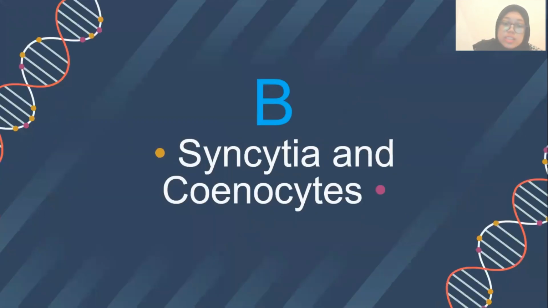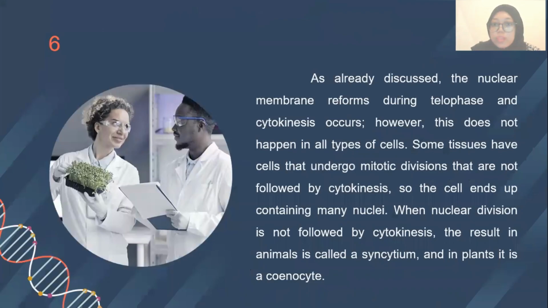And the last, syncytia and coenocytes. As already discussed, the nuclear membrane forms during telophase and cytokinesis occurs. However, this does not happen in all types of cells. Some species have cells that undergo mitotic divisions that are not followed by cytokinesis, so the cell ends up containing many nuclei. When nuclear division is not followed by cytokinesis, the result in animals is called a syncytium, and in plants it is a coenocyte.